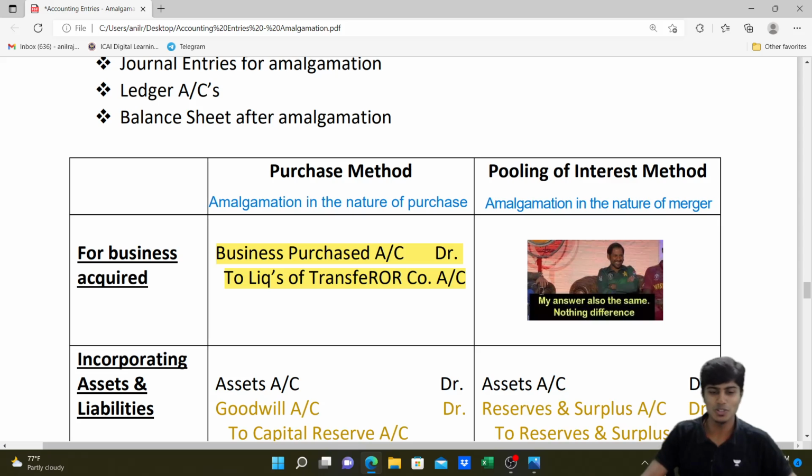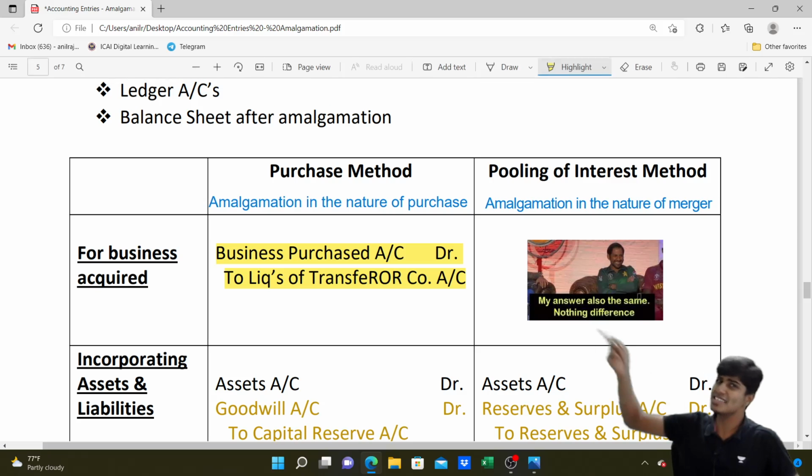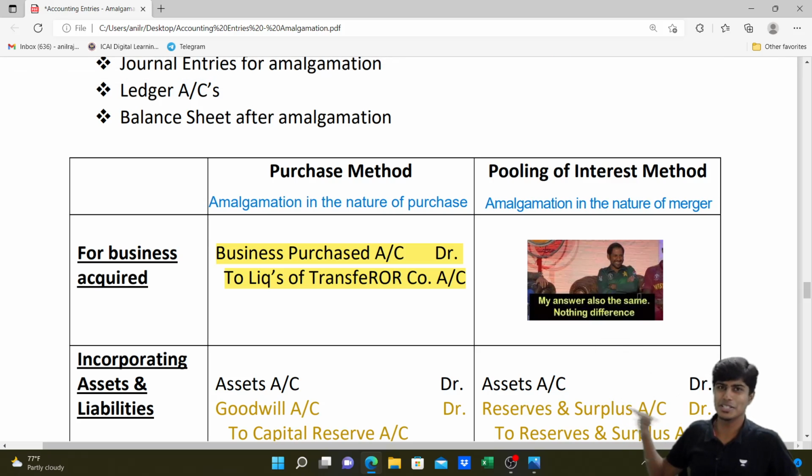Nothing different. Here also, in purchase method the entry is business purchase account debit to liquidators of transferor. If we ask the entry by pooling of interest method, it will say, my answer is also same like what is there in purchase method. It is no different. So let's go to the next one.